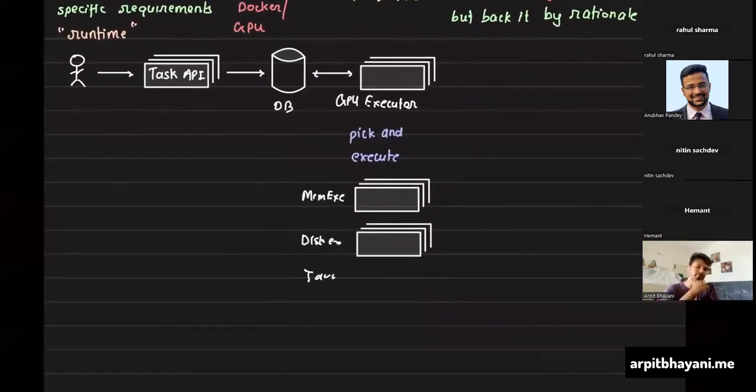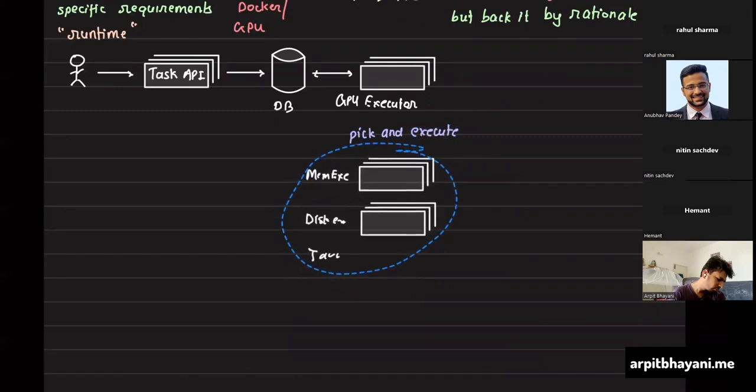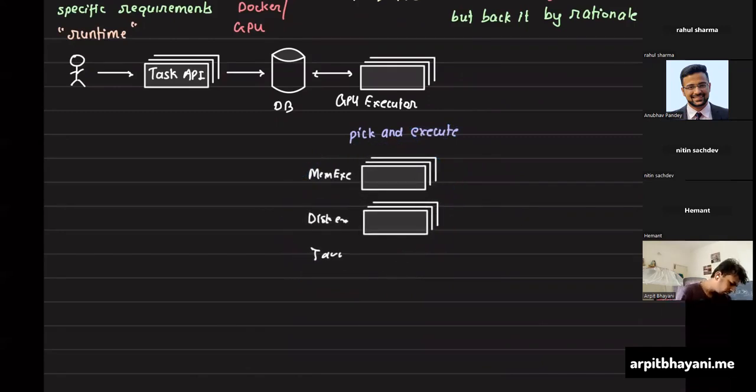Actually, it would make the executor kind of a single point of failure. Basically, if the executor pulls something and runs the task and it crashes in between, the task is gone. Yeah, that's one that we are okay with at the moment, right?